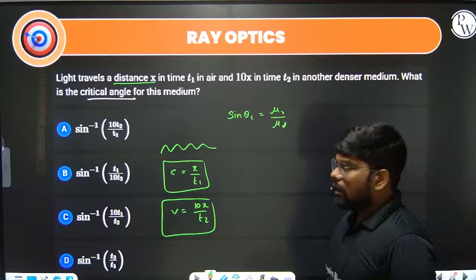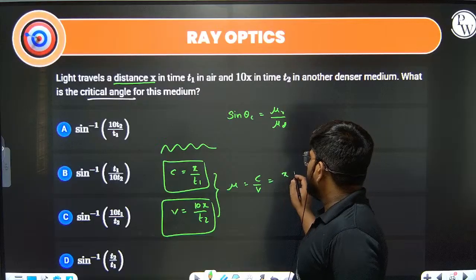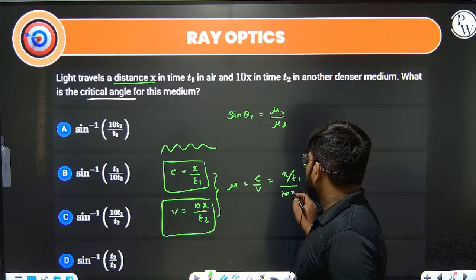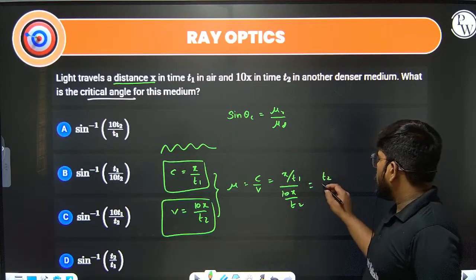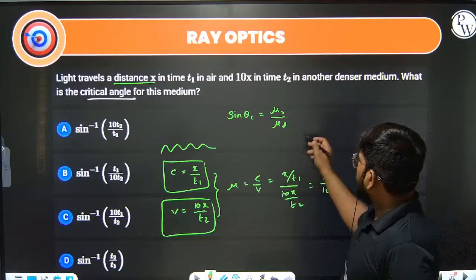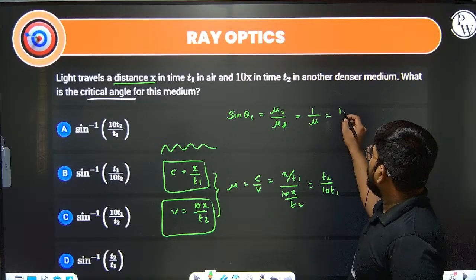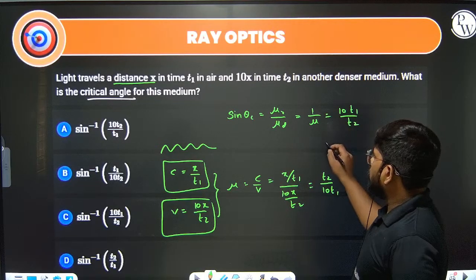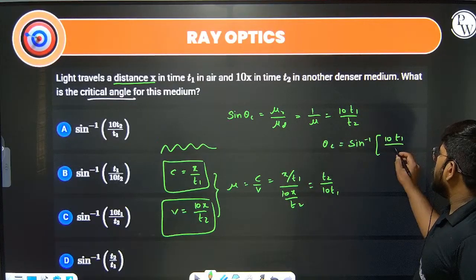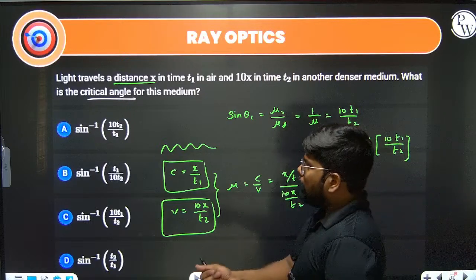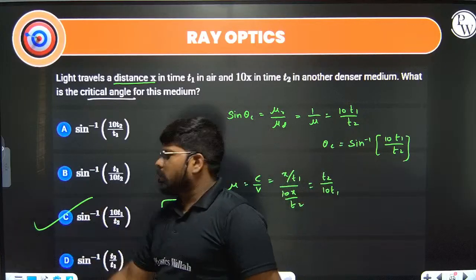Then what is the critical angle? If you know c by v, can you find the refractive index or not? c by v is x by t1 divided by 10x by t2. The x cancels, t2 goes to the numerator, and we get 10 t1. We got the refractive index. The first medium is air, so 1 by mu will be 10 t1 by t2. Done. We want theta c, so we write sin inverse of 10 t1 by t2. A little bit of kinematics and basic concepts, and we got it. So the answer is 10 t1 by t2, that is option C.